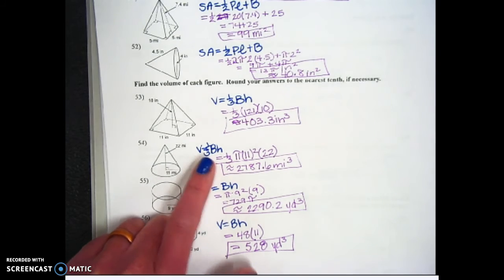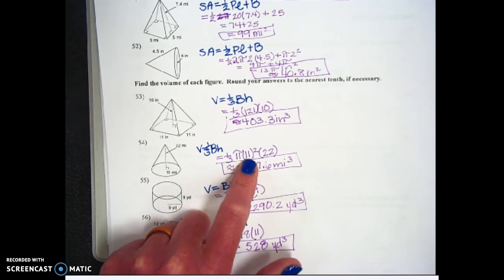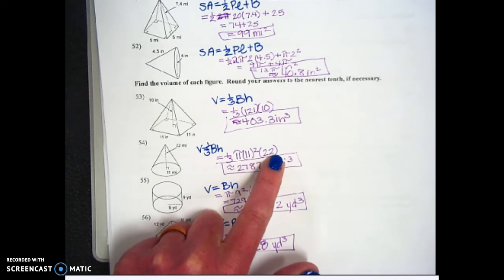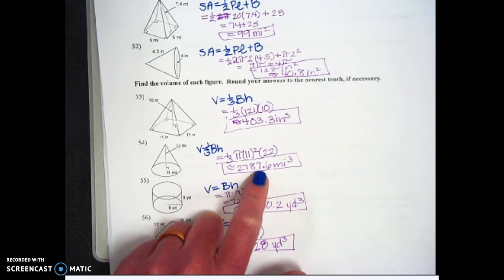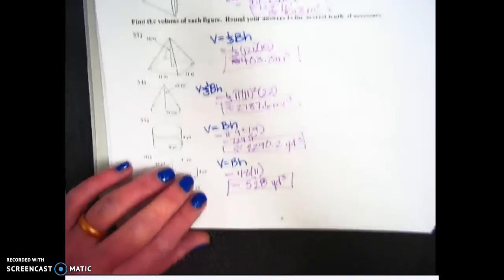Same formula for the cone, except we've got the area of the base, which is pi r squared. So I plugged in the 11 for the radius, plugged in 22 for the height. Punched it in the calculator, got 2,787.6 miles cubed.